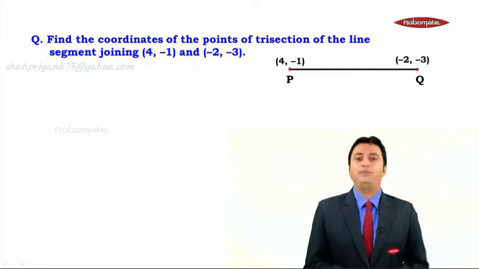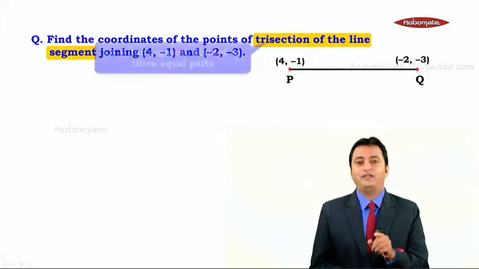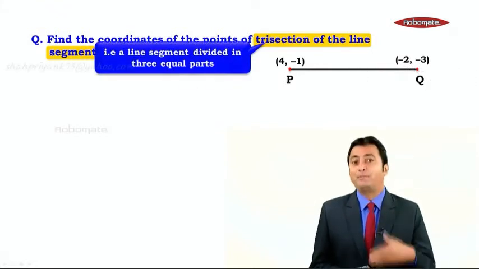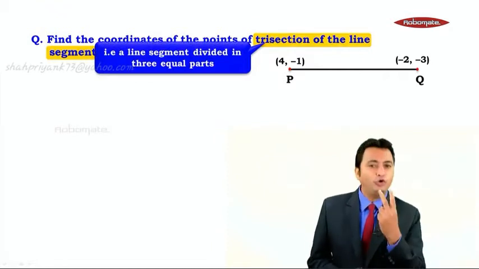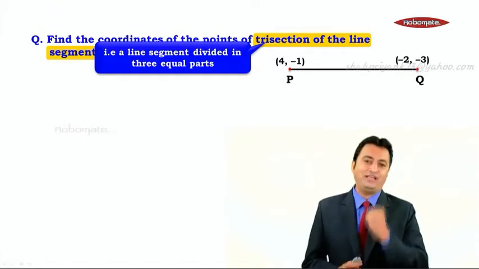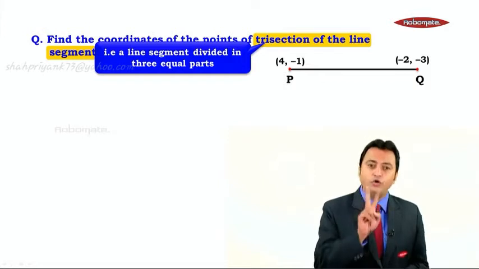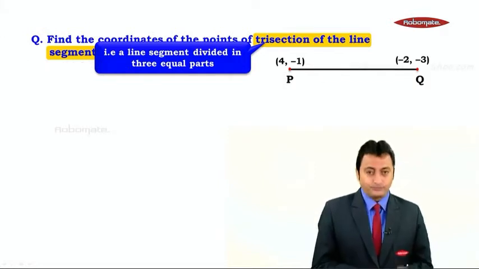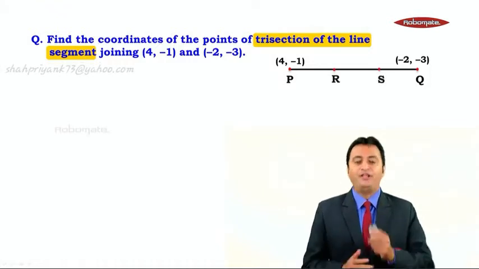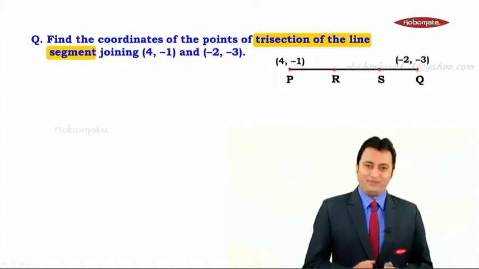Now this segment PQ is getting trisected. Trisected means 3 equal parts. Like we know bisects means divides the segment into 2 equal parts, likewise, trisects divides the segment into 3 equal parts. And for getting 3 equal parts, we should mark 2 points on segment PQ. Those 2 points, we name as point R and point S. So now these 2 points are trisecting segment PQ.